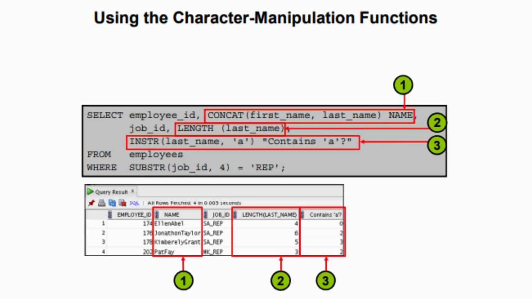The example in the slide displays employee first names and last names joined together, the length of the employee last name, and the numeric position of the letter A in the employee last name for all employees who have the string rep contained in the job ID starting at the fourth position of the job ID.